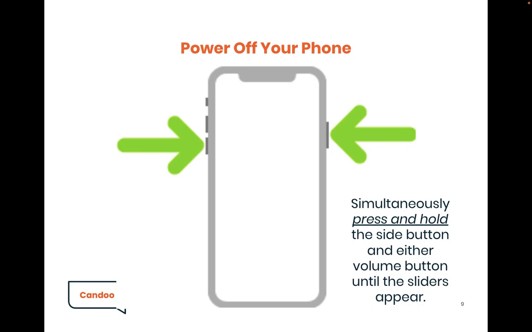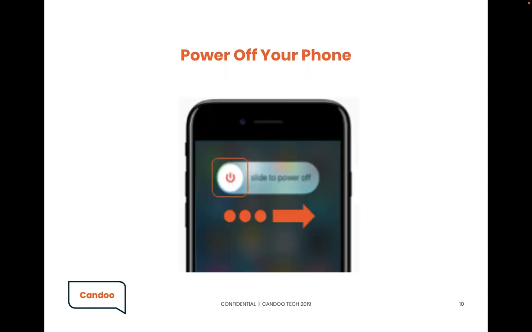To power off your phone, you most likely will just need to press and hold the side button and either volume button until sliders appear. This is what that looks like. You'll take your finger and slide that white circle with the power symbol in there and slide it to the right. That will power off your phone.